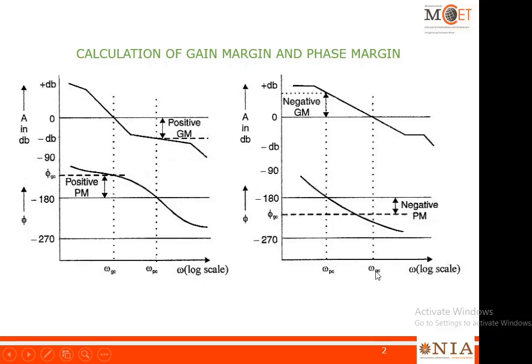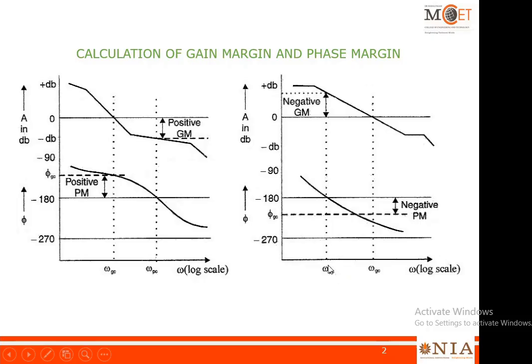That means omega GC is greater than omega PC. Here you can see that, sorry, omega PC is greater than omega GC. Here also the same procedure you have to repeat so that you get the gain margin and phase margin. To get the gain crossover frequency, you have to start from the 0 dB line. That 0 dB line cuts the gain graph at this point. The corresponding frequency is called the gain crossover frequency. For the phase crossover frequency, from minus 180 degrees, you have to draw a line to cut the phase plot, and the corresponding frequency is called the phase crossover frequency.